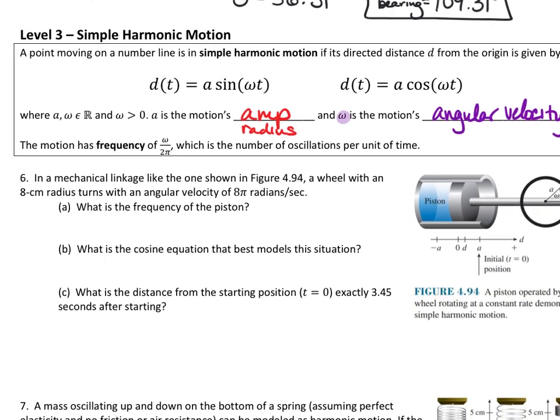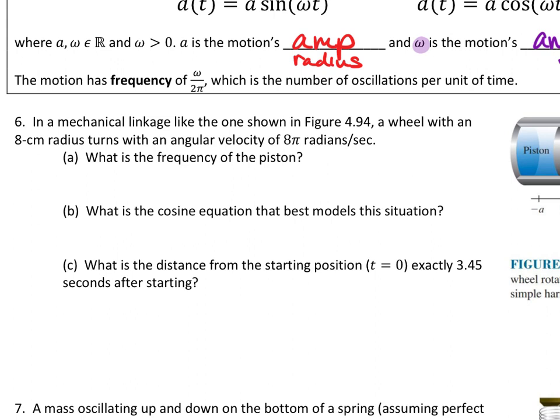For this problem, it says in a mechanical linkage like the one shown in figure 4.94, which you can see on your page, a wheel with an 8 centimeter radius turns with an angular velocity of 8 pi radians per second. What is the frequency of the piston?